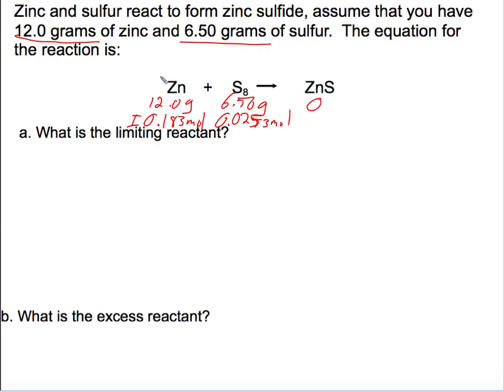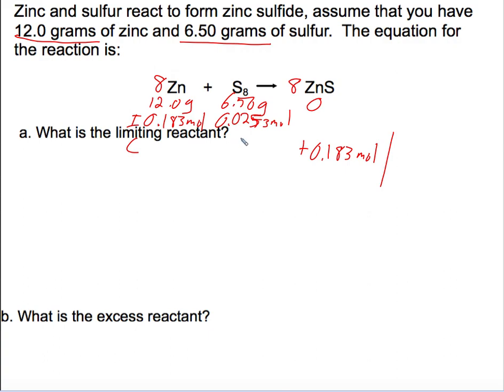So here we go. I need to balance this. So there's 8 there and 8 there because of my 8 sulfurs. So because zinc and zinc sulfide have an 8:8 or 1:1 ratio, I know that my change here would be plus 0.183 moles if I use up all the zinc.